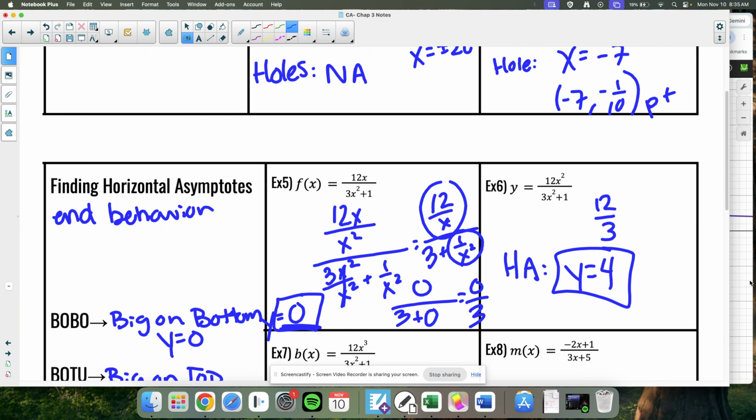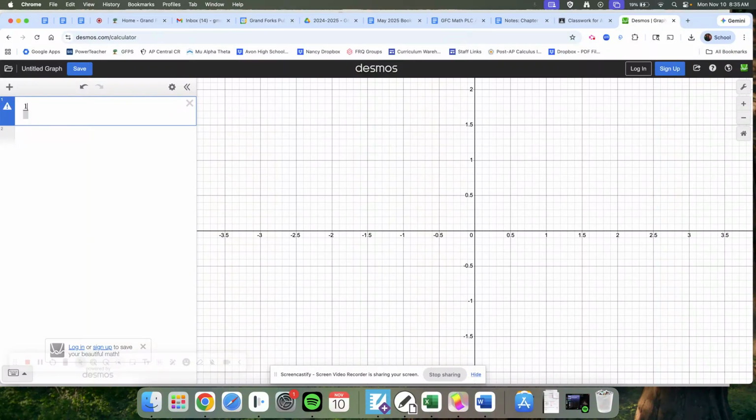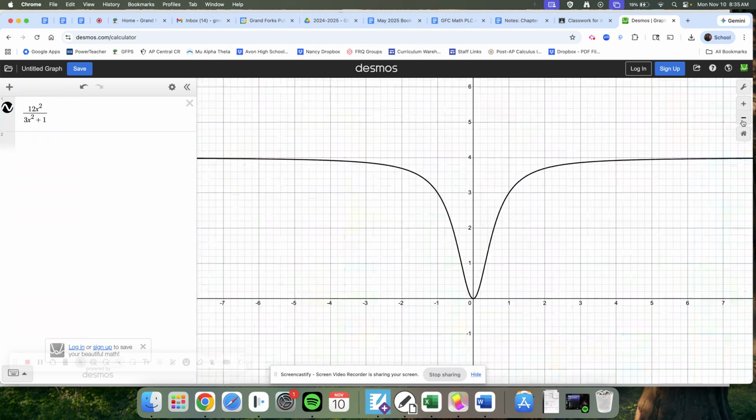Is there a way to check to see if this is right? Sure, you go back to Desmos. Was it 3x squared plus 1? So if I zoom out, up at 4 here, that's what it's approaching. So it's based off of the exponents, your highest degree, nothing else matters.